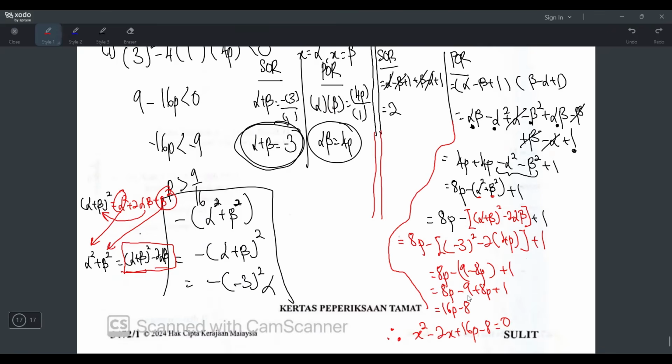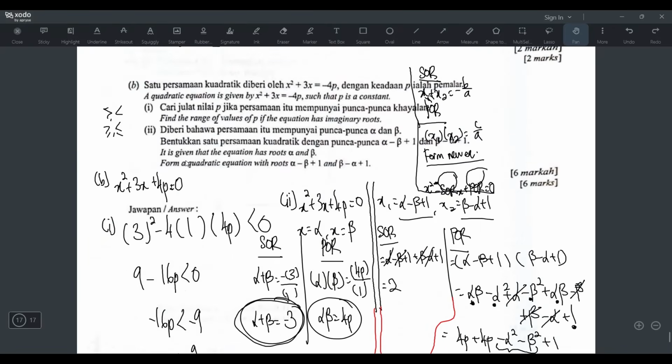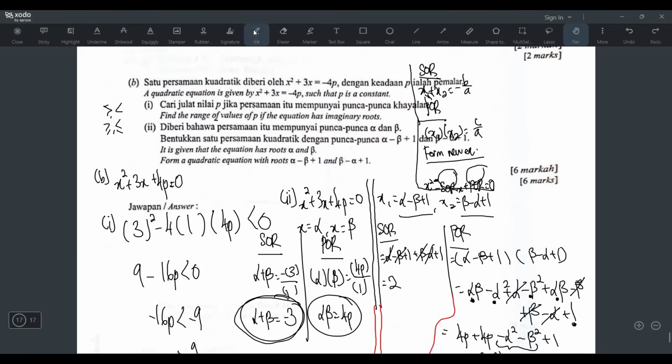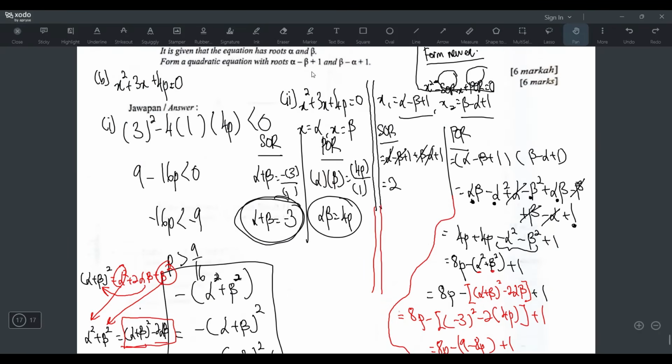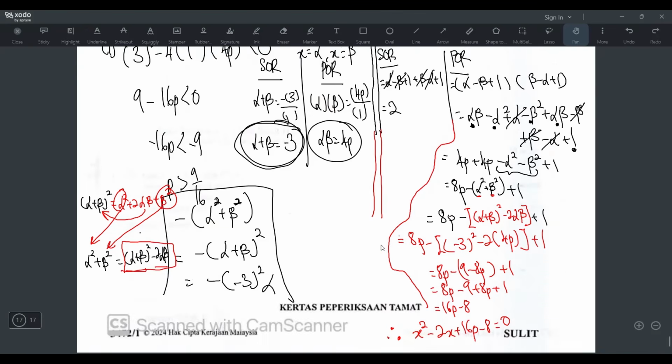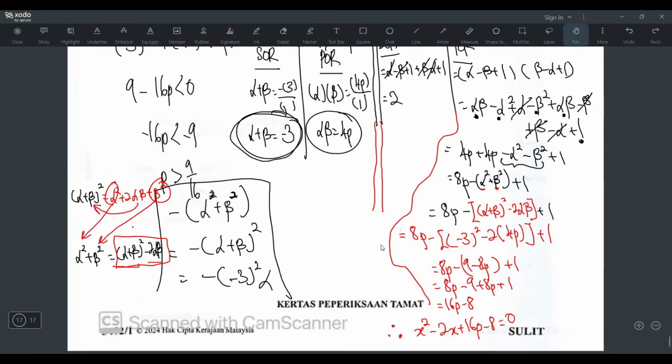The question says can be in terms of p? No, right? They just say form an equation. But actually it should be in terms of p, because the equation here is also in terms of p. So automatically when you form it, it will be in terms of p. Actually the question should mention it, but they never mention it. But I'm sure the answer will be in terms of p. Okay, so I think that's all.